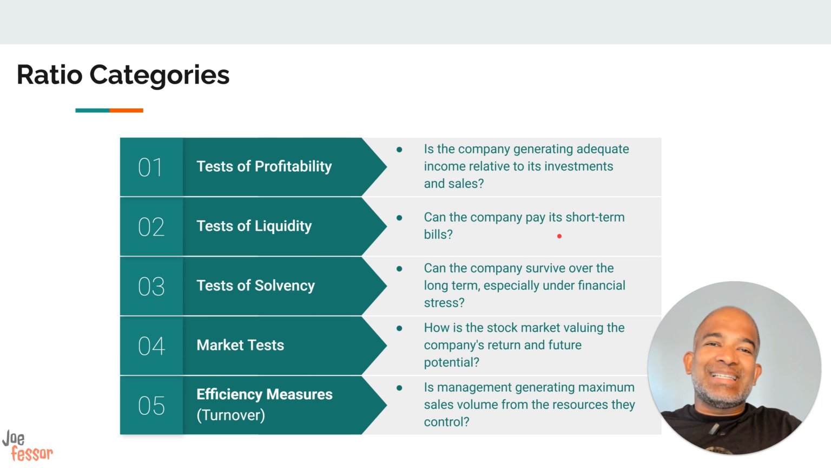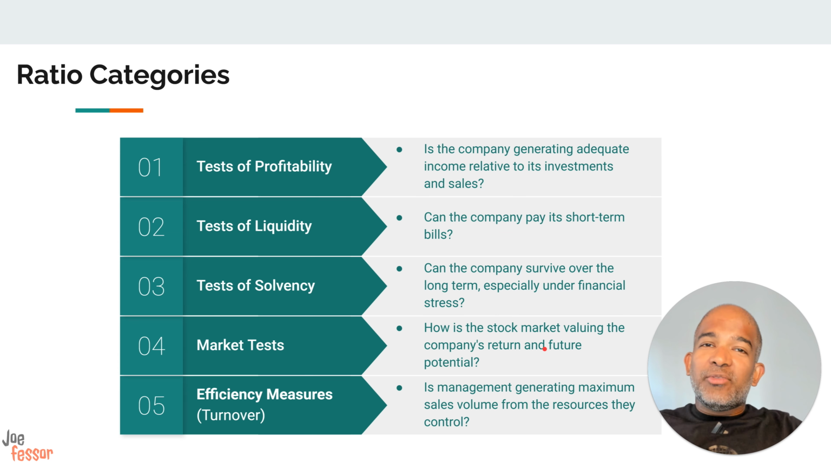Category 2, which is tests of liquidity. Liquidity measures a company's ability to meet its currently maturing debts or short-term obligations, asking, can the company pay its short-term bills? Category 3, tests of solvency. Solvency measures a company's ability to meet its long-term obligations. This is a long-term survival check, asking if the company can withstand financial stress.